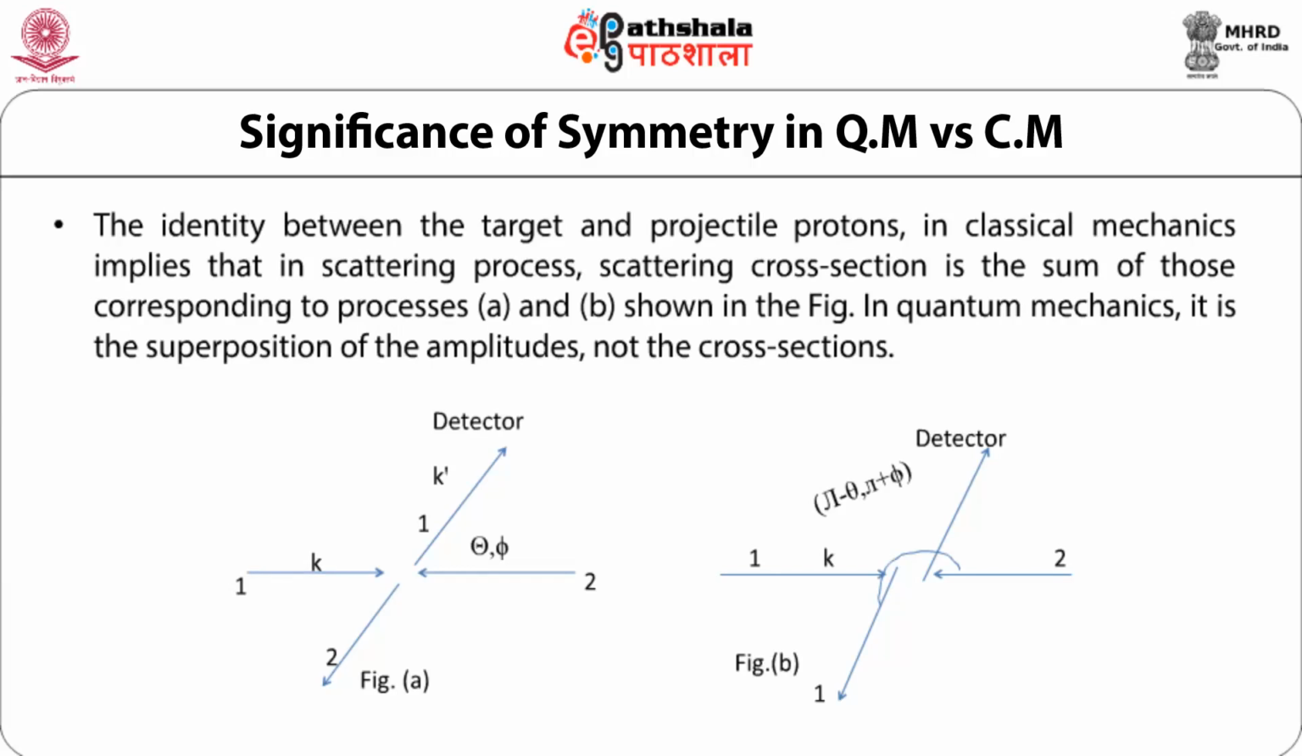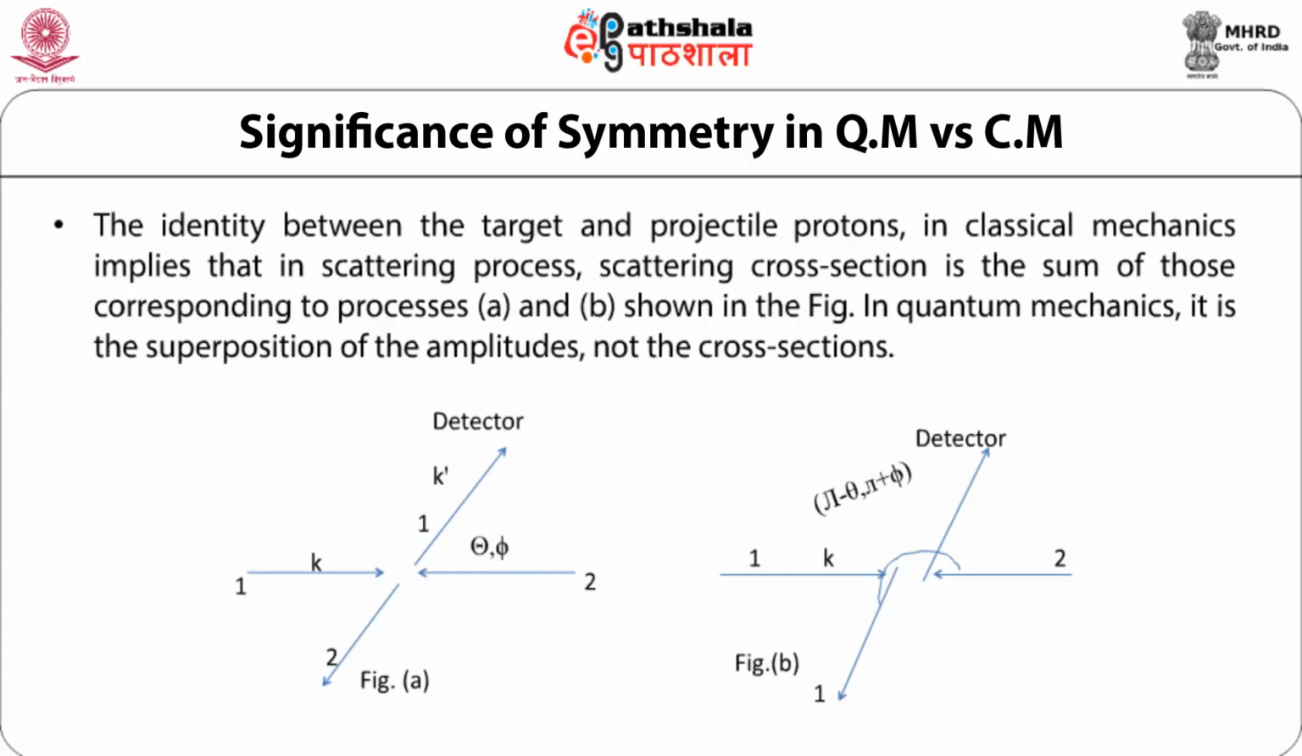The identity between the target and the projectile protons in classical mechanics implies that if we have a target which is struck by a projectile and both the target and the projectile are protons, then in the scattering process that ensues, the scattering cross-section is the sum of those corresponding to the process that is shown in the figure, where the first proton, which is being denoted by the wave vector k, after scattering has the wave vector k prime, while the second proton also gets scattered, and the angle which the scattered proton 1 makes with the original direction, or the angle between the wave vector k prime and the wave vector k, is given by theta and phi.